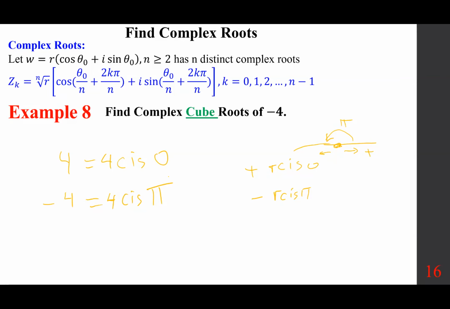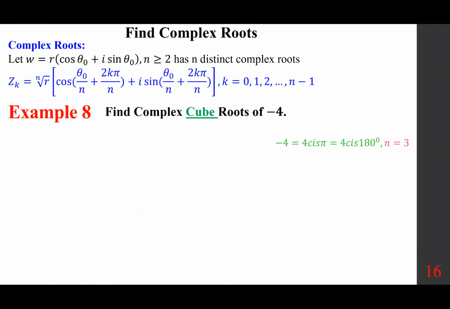All right, instead of going through the process of finding R and theta, I'm showing you in general if the number is positive or negative. It's along the positive x-axis or the negative x-axis. So for negative, we go with pi. And so let's clean this up. Therefore, this is 4 cis 180 degrees or pi.